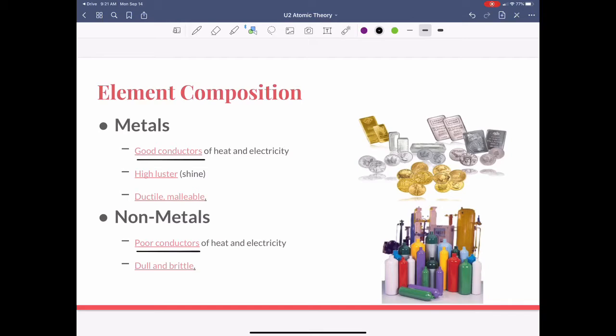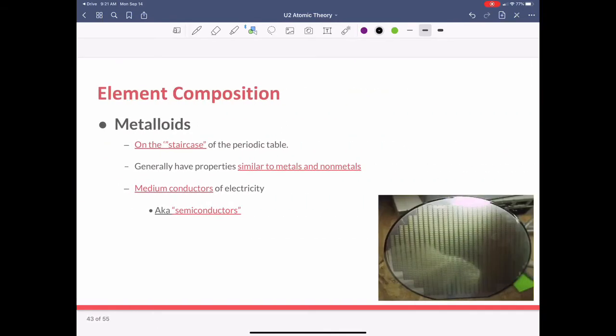Then we have a mix between those two, all right? And that will be called metalloids. Metalloids are found on the, quote, staircase of your periodic table, and we'll take a look at that in a second. And they have properties similar to a mix of metal and non-metal. They're semiconductors, so instead of being good conductors or bad conductors, they're just semiconductors. So they conduct electricity, but not great. So you will see that mix of characteristics because your metalloids are a mix between metal characteristics and non-metal characteristics. So it's got a little bit of both.